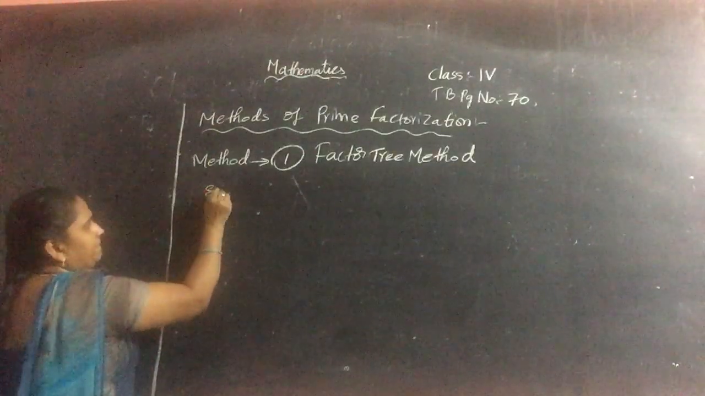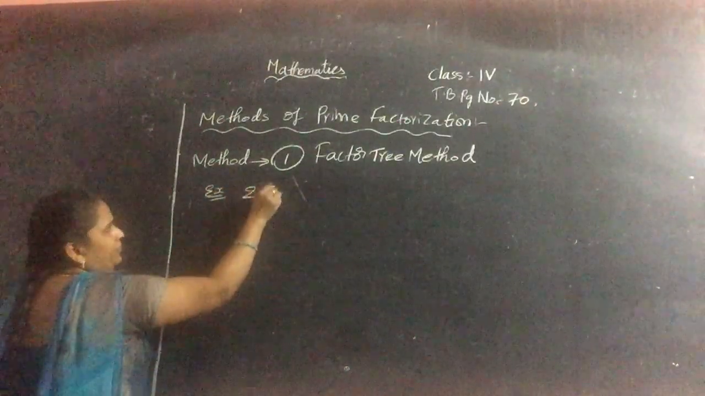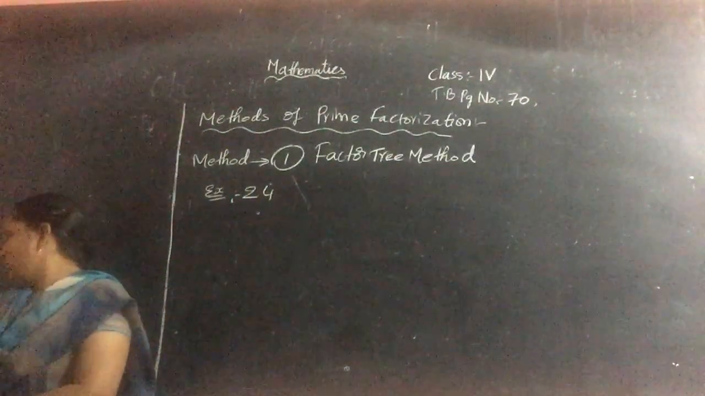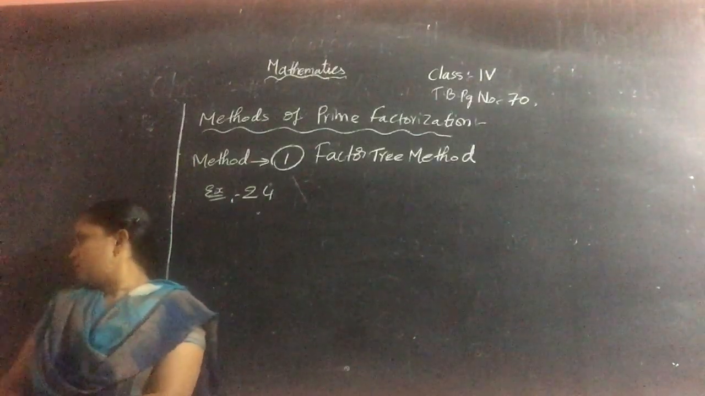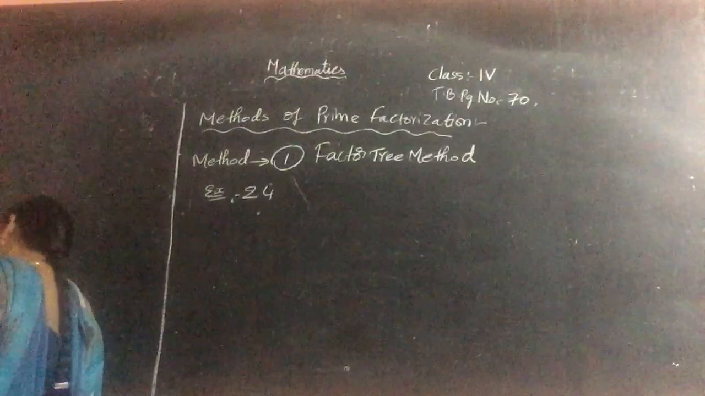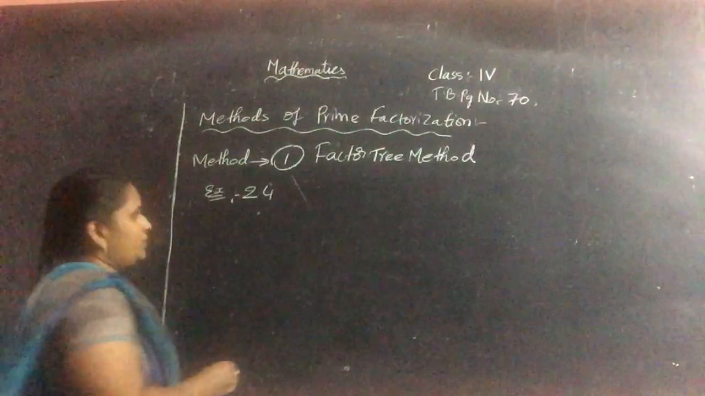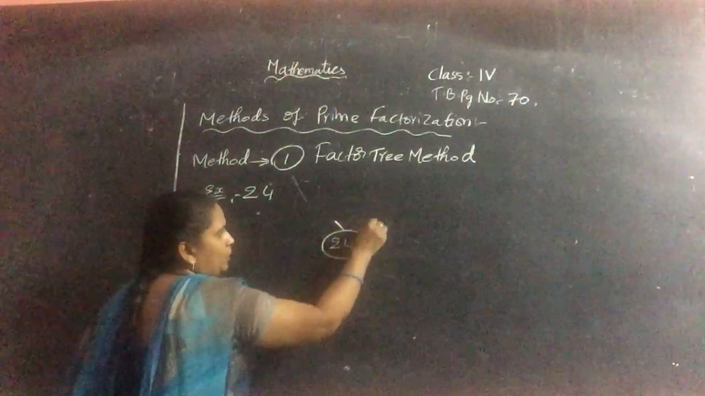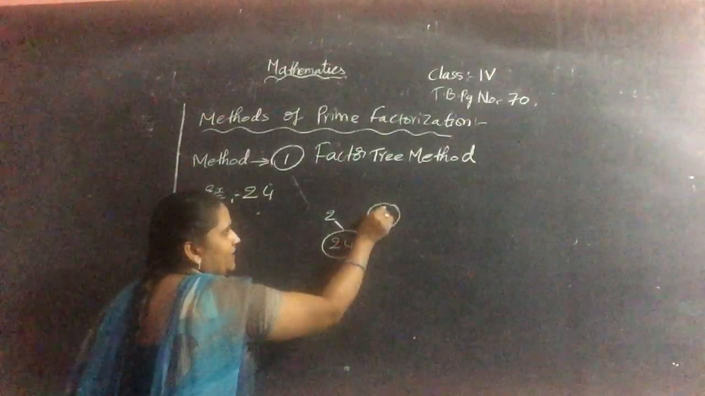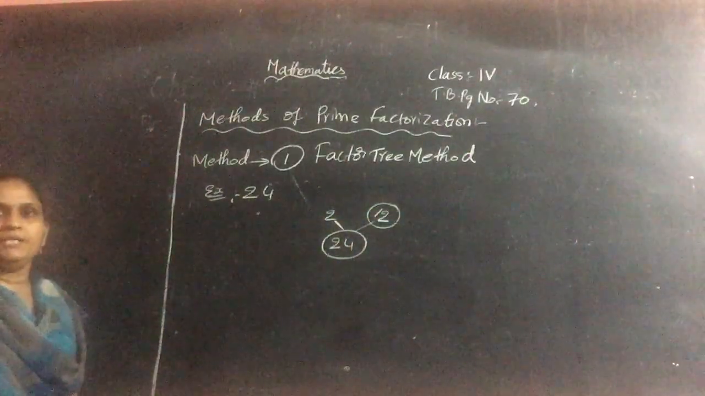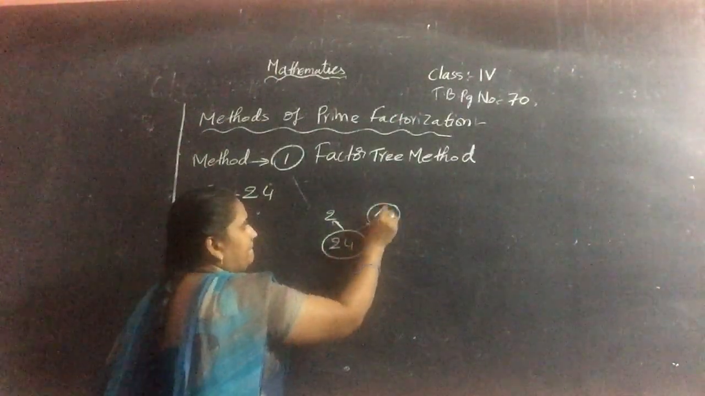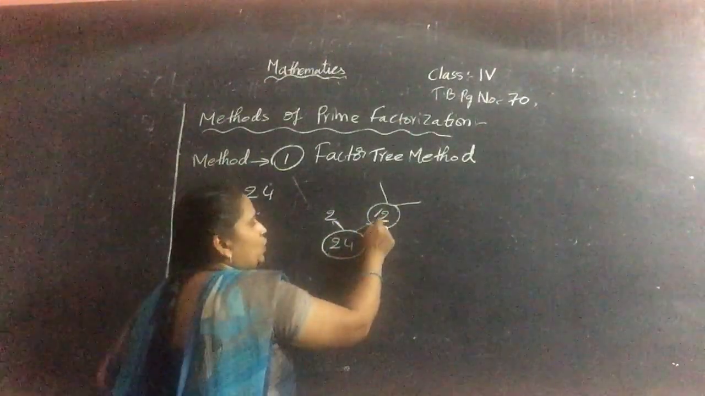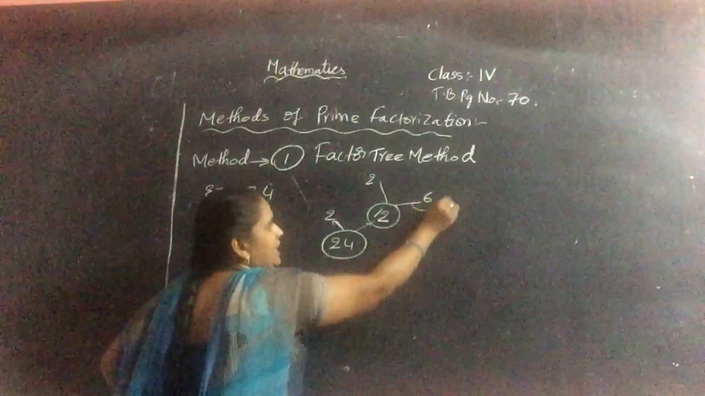So, example 24. Okay, and now how to find using the prime factorization, the factor tree method. So, look at the board children. 24 I am writing here and circle 2 table. How many times? 2 12s are 24, isn't it? Next, this number is the trunk from the branches. 2 again, 2 table. How many times? 2 6s are 12.